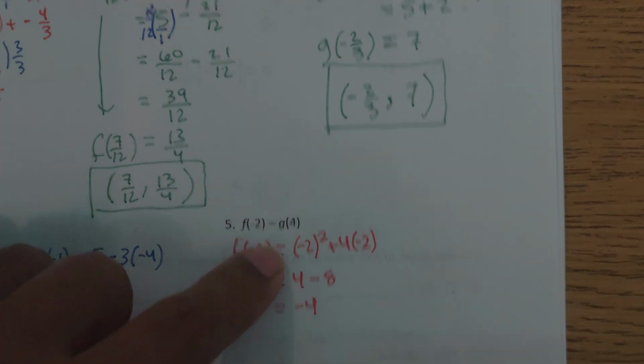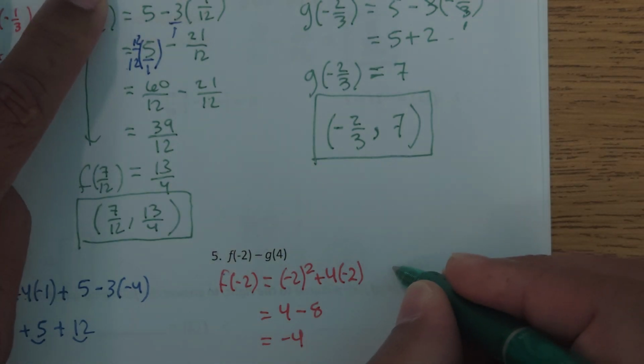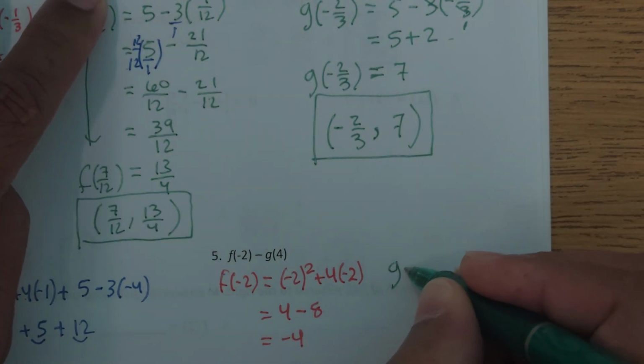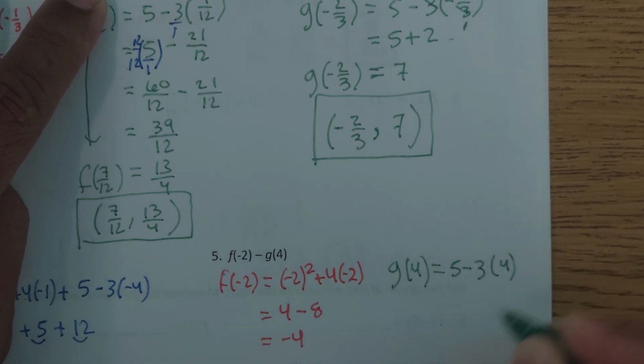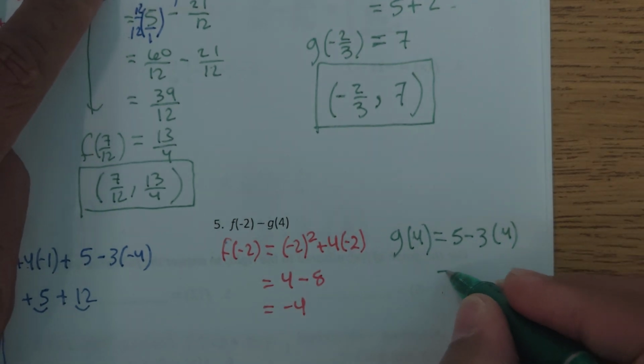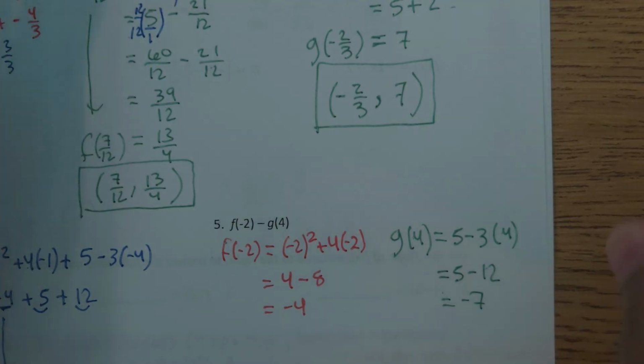Now let's find g of 4. So this is minus, right? So then we have g of 4 is equal to 5 minus 3 times 4. 3 times 4 is 12. So this is 5 minus 12. So then we have 5 minus 12 is negative 7.